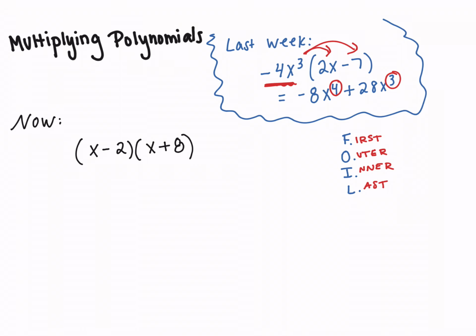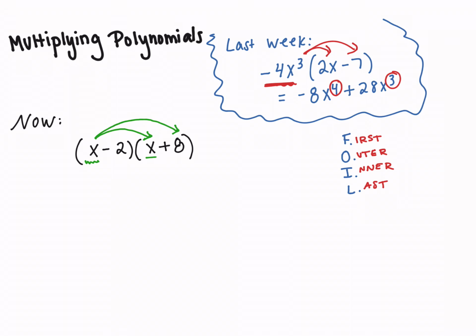So for this example, I'm going to start with my first x. I'm not even looking at the negative 2. I'm only looking at the first term in the first set of parentheses. And this becomes a problem just like last week. I'm going to take the x, I'm going to distribute it to x in the second set of parentheses, and I'm going to distribute it to the 8 in the second set of parentheses. We're not worried about the negative 2 yet because it's in the same set of parentheses as that first x, so we're not dealing with it. We're only taking the first x and distributing to the second set of parentheses.